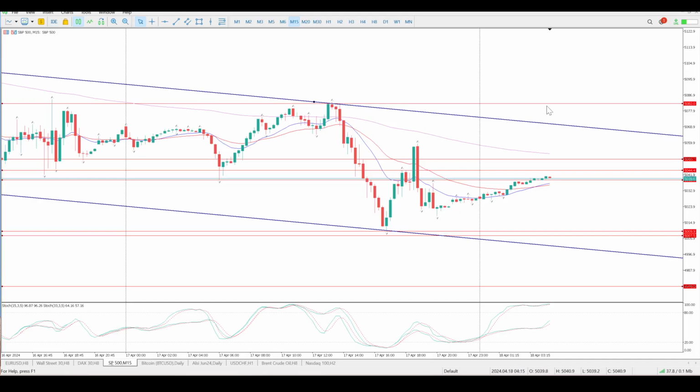It still stays the same. If we break and retest the high of yesterday, that would trigger the longs for me. But for now, this is a sit on the sidelines and wait to see what is going to transpire.